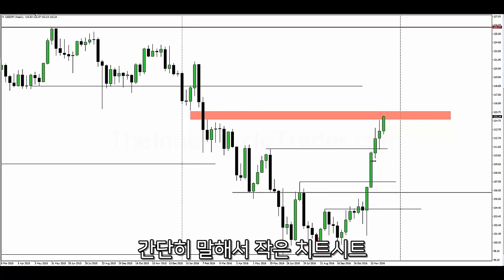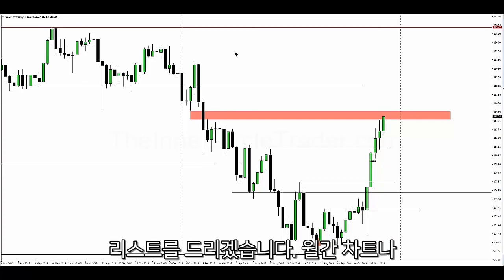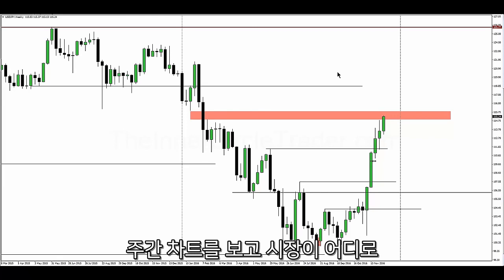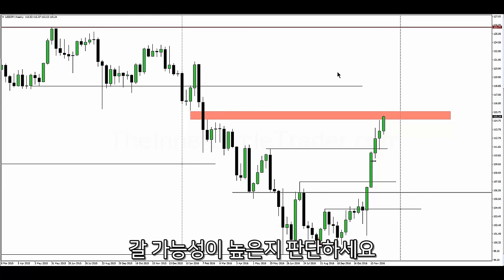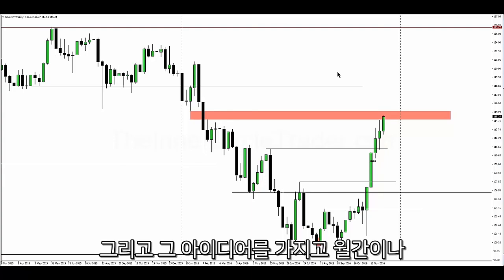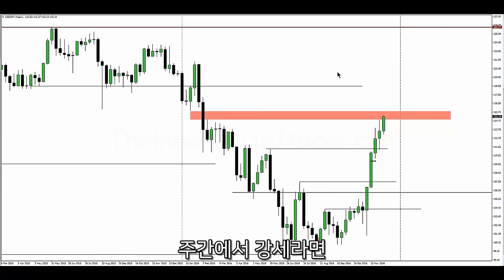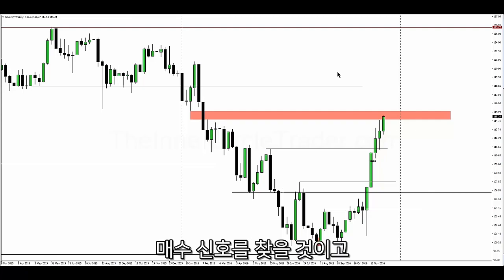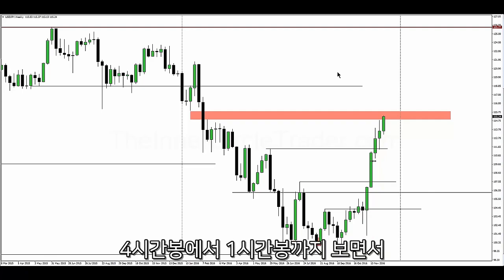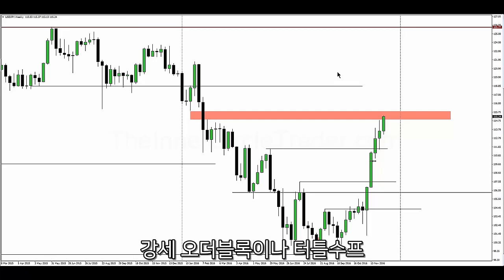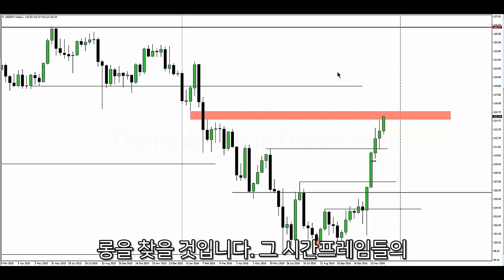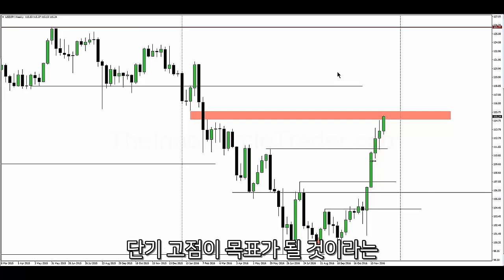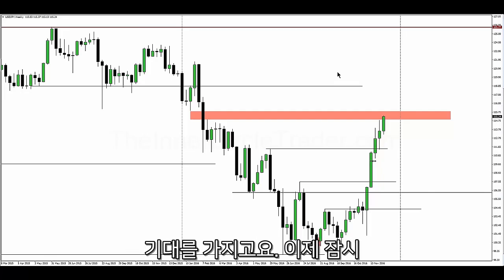So in simple terms, let's give you a little cheat sheet list here. You want to be looking at a monthly chart or weekly chart and determine where the market is more likely to go. And by having that idea, if we're bullish on the monthly or weekly, then we'll be looking for buy signals on the lower time frames, like the daily, the 4 hour, and 1 hour. And we would be looking for bullish order blocks or turtle soup longs, with the expectation that any short-term highs on those time frames are where the objective is.